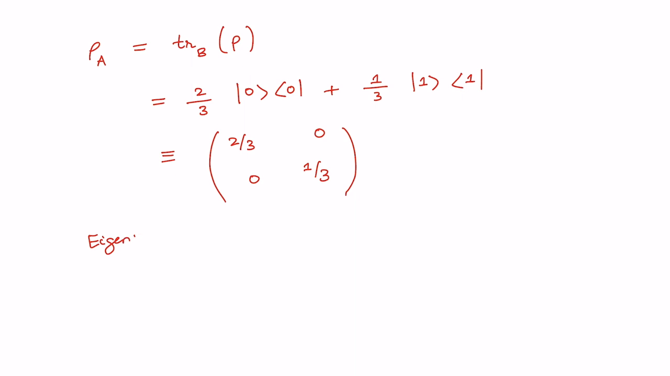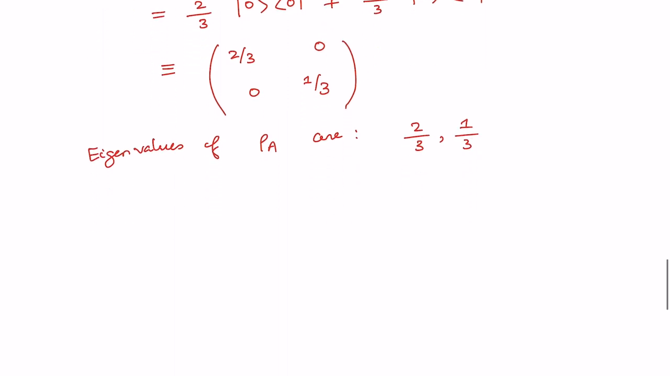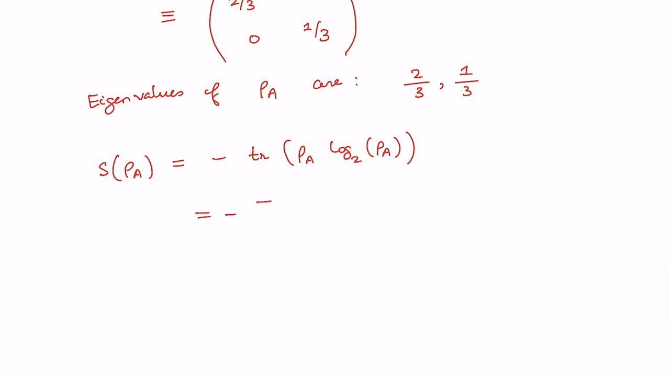Now the eigenvalues. The eigenvalues of rho A are, since you have only diagonal elements, 2/3 and 1/3. So to know whether the subsystems are entangled or not, we just need to find out the reduced von Neumann entropy. So in this case, let us work out S(ρ_A), that would be minus trace ρ_A log₂ ρ_A, which is nothing but minus the summation of λ_i log₂ λ_i, where λ_i is the eigenvalue of rho A.